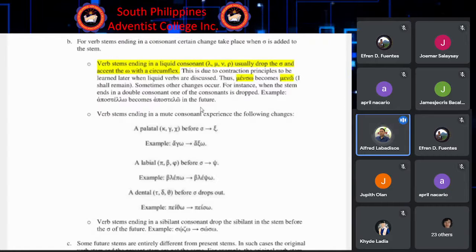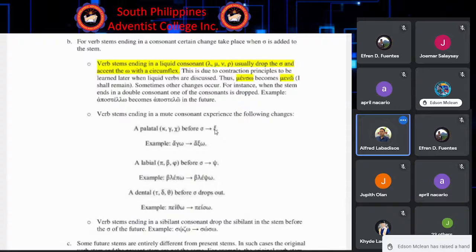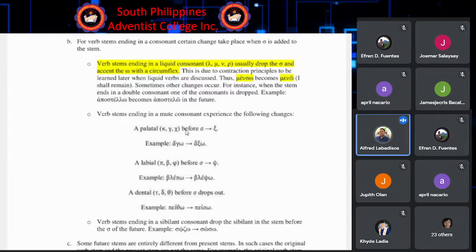Verbs ending in a mute consonant experience the following changes. When you add sigma to a verb stem that ends in a guttural, palatal, labial or dental, sigma and these mute consonants will change. For the guttural or palatal consonants, when kappa, gamma or chi comes before sigma, it becomes xi. Kappa plus sigma equals xi, gamma plus sigma equals xi, and chi plus sigma equals xi.